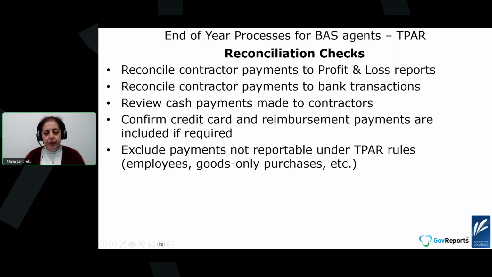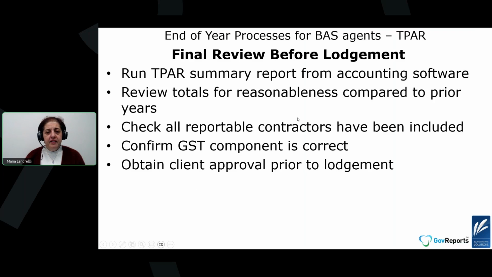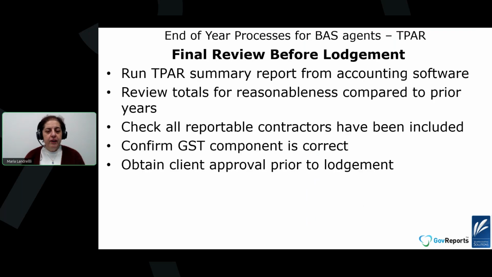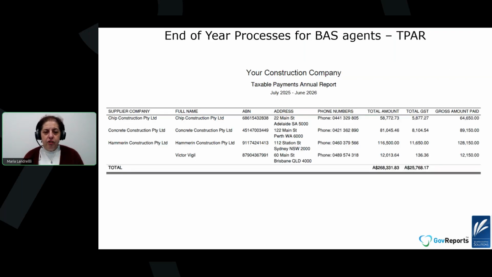And then exclude the things that aren't reported under the TPAR. So run your TPAR summary report from your accounting software. Actually, I think I skipped past a screen. Let me just double check that. No, it was fine. So there's your taxable payment annual report. In this particular case, I'm using QuickBooks to get the information.